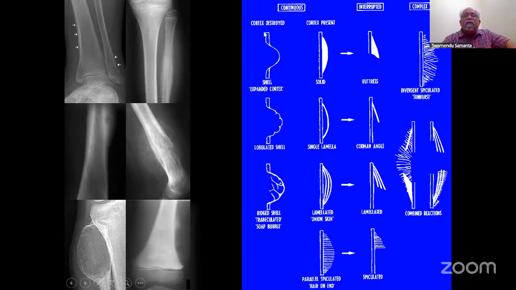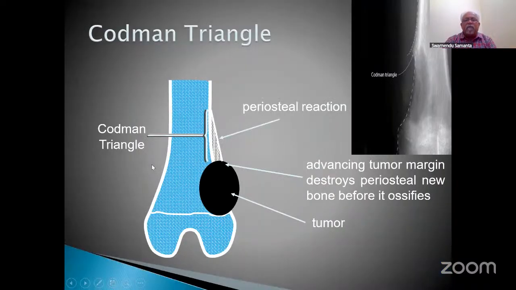Like you see, the cortex has been destroyed. There is a persistent one, where the cortex is present but it is a solid one. There is a buttress. Then there is a lobulated one, the single lamella, multiple lamella. Then you can find the Codman triangle, which I will come to in the next few slides. This is the Codman triangle, what you find.